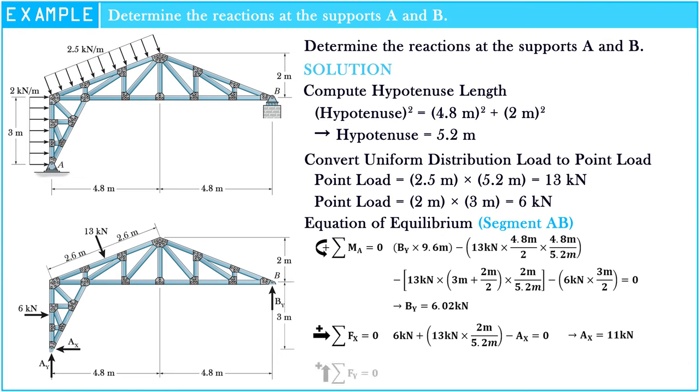The sum of forces along the y-axis is equal to zero. So, Ay plus By, minus 13 kilonewtons multiplied by 4.8 meters over 5.2 meters is equal to zero. Hence, Ay is equal to 5.98 kilonewtons. Here is the way that we compute the reactions at A and B.